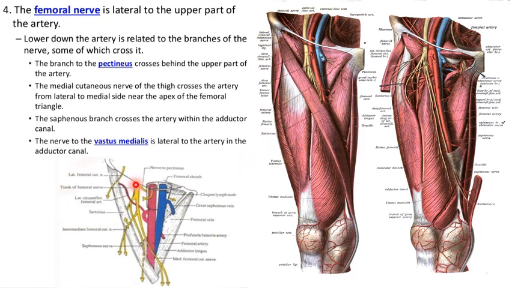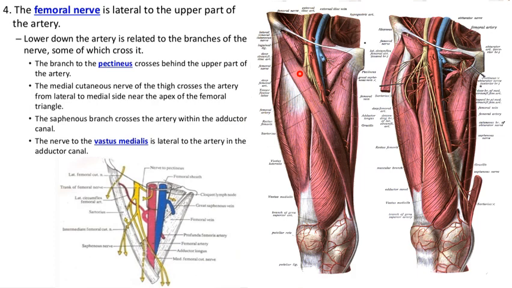And from the trunk there are 2, that is the nerve to iliacus, and this one is the nerve to pectineus. So now let us see how the femoral nerve and its branches are related to the femoral artery in the femoral triangle as well as in the adductor canal. Right. Now in the femoral triangle, the trunk of the femoral nerve is related to the femoral artery laterally, and this femoral nerve is not included in the femoral sheath.